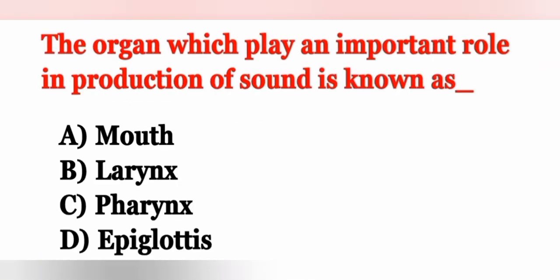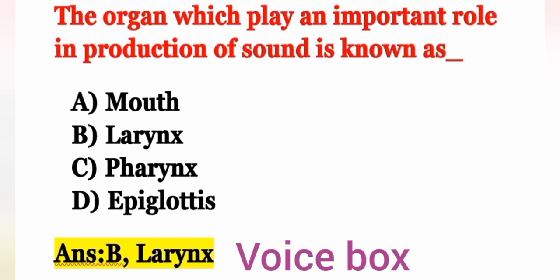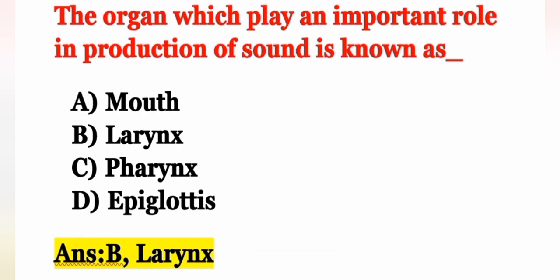The organ which plays an important role in the production of sound is known as? Option A mouth, option B larynx, option C pharynx, option D epiglottis. The correct answer is option B, larynx. Larynx is also known as the voice box. That is, the voice box or larynx plays an important role in the production of sound.